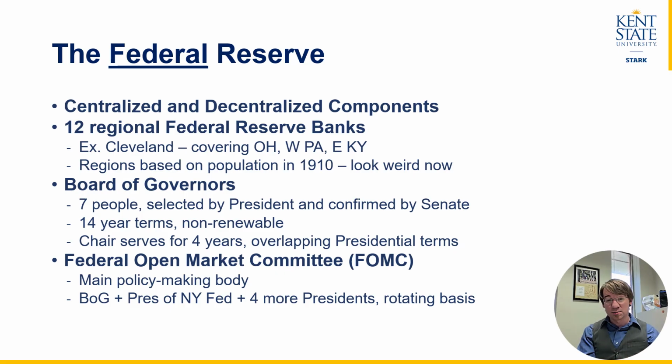It has centralized components and it has decentralized components. So in terms of the decentralized components, there are 12 regional Federal Reserve banks. One example would be the Federal Reserve Bank of Cleveland, which in terms of the region, covers Ohio, western Pennsylvania, and eastern Kentucky. When you look at these 12 regional Federal Reserve banks, you can look at a map of them. I'm not going to show one here, but they're divided up in a way that provided them with equal populations back in 1910. Naturally, these are not equal populations now.